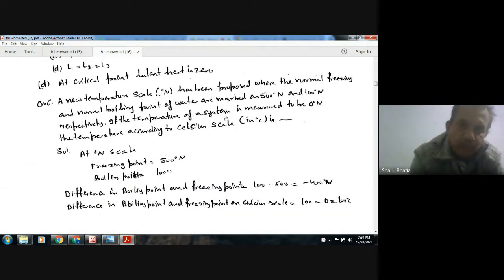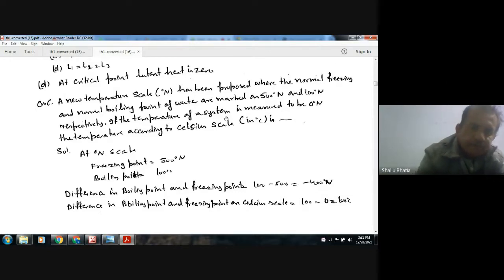A new temperature scale in degree N has been proposed where the normal freezing and normal boiling points of water are marked as 500 degree N and 100 degree N respectively. If the temperature of a system is measured to be 0 degree N, the temperature according to the Celsius scale in degree Celsius is what?